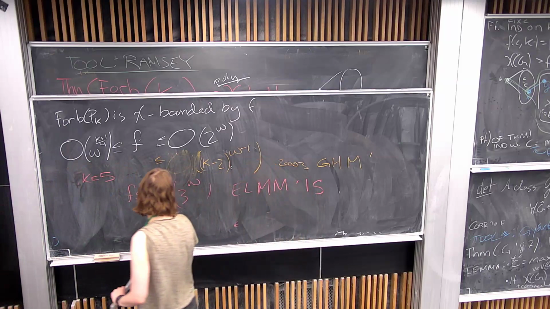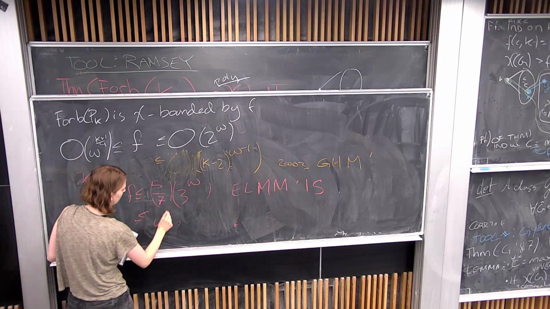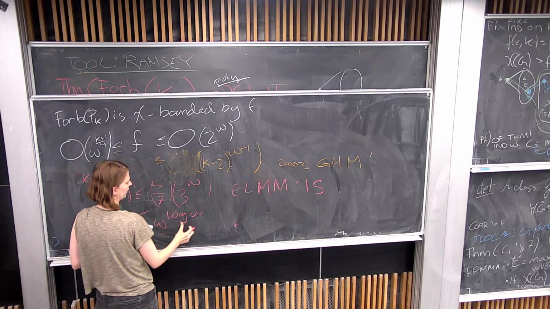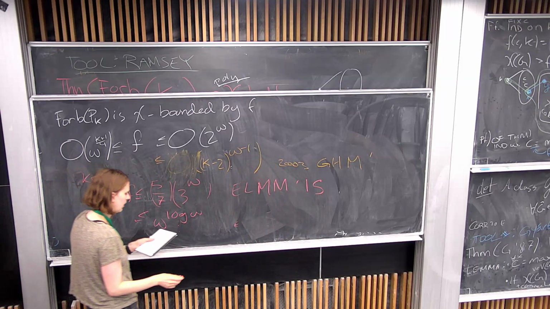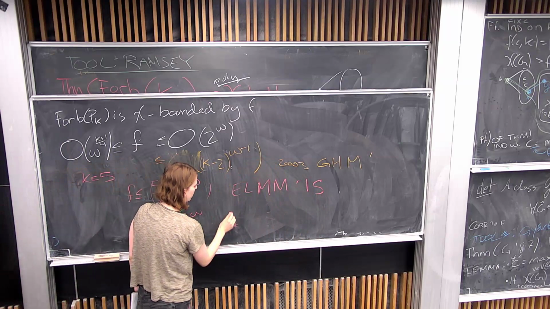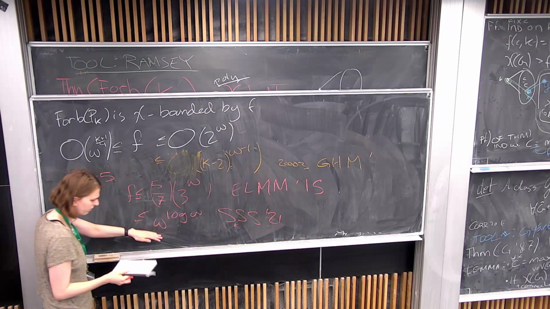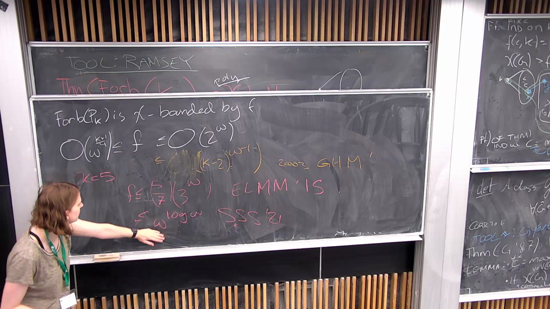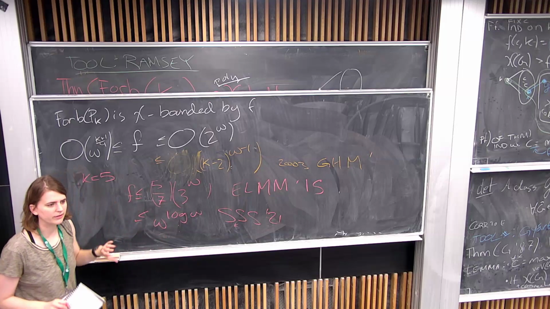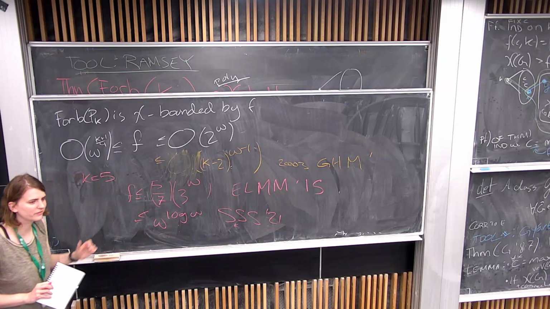And then they got it down to omega to the log omega, so kind of quasi-polynomial. That was Scott, Seymour, and Spirkl, 21. And it's still somehow annoying. We can't do it on P5, which is a very small graph. If we could do it, we should.